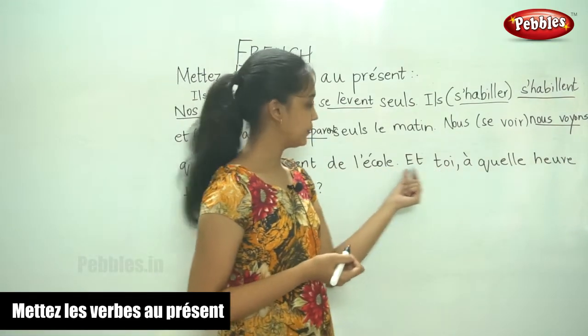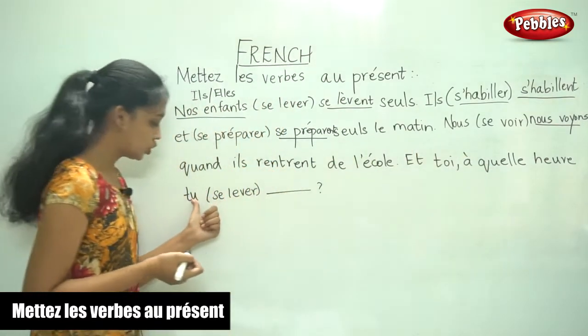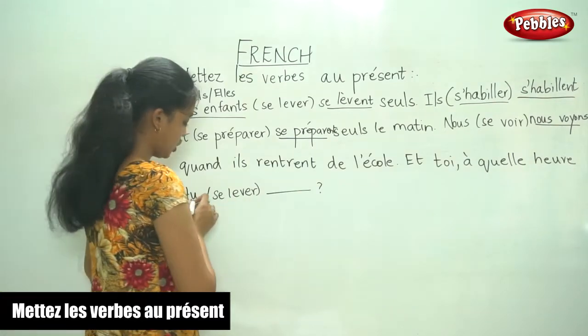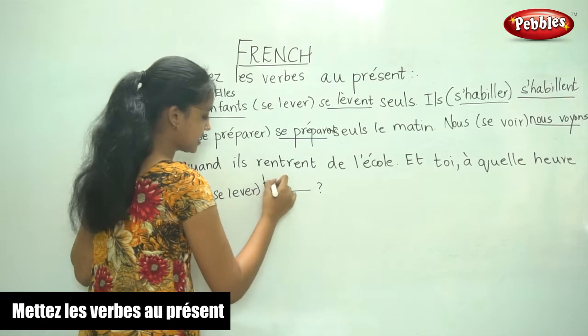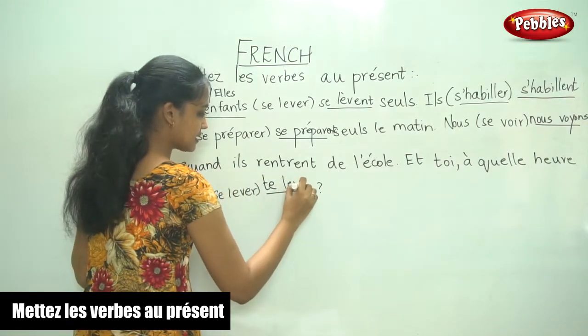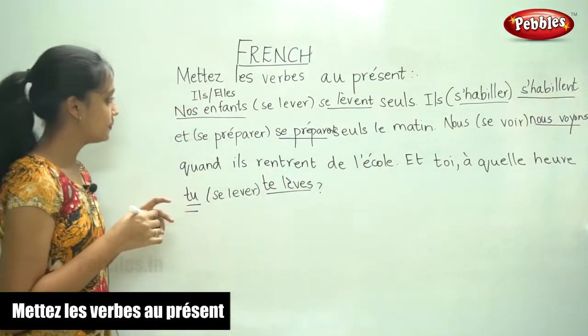Et toi, so the sentence is over here. Et toi, à quelle heure tu, and the verb given is se lever. So the subject here is tu. So se becomes te. Te, and since it is an ER verb, tu te lèves.